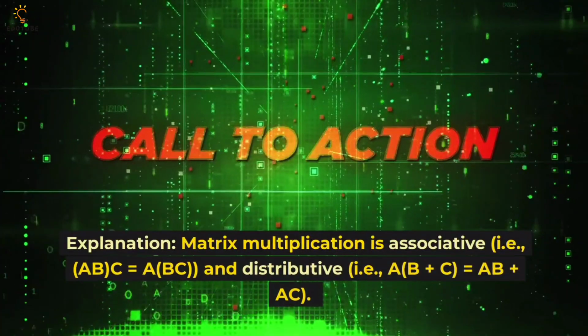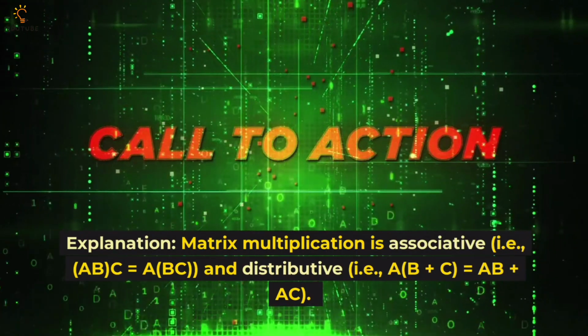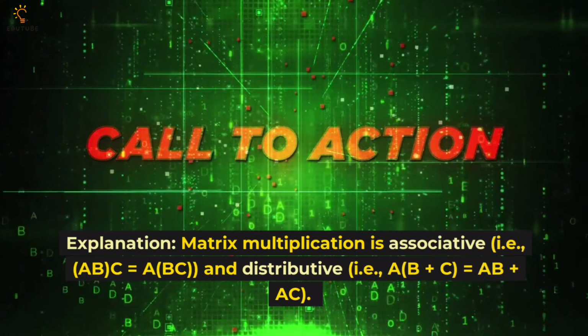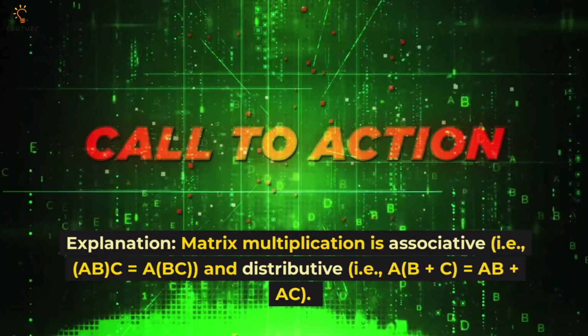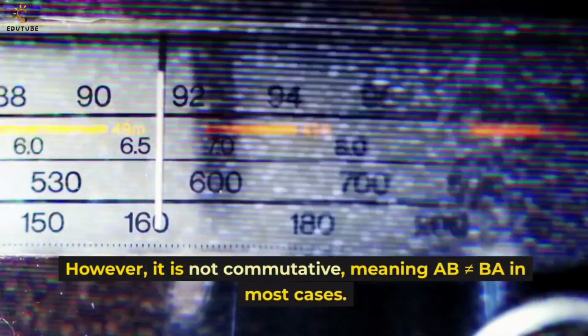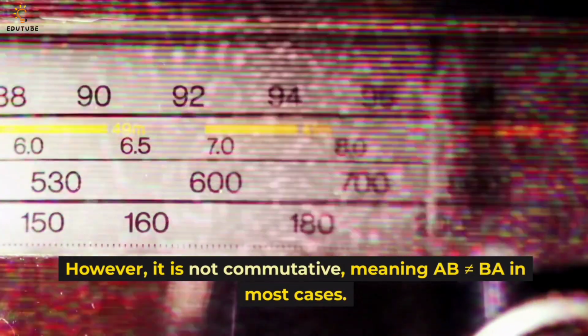Explanation: Matrix multiplication is associative, i.e., (AB)C equals A(BC), and distributive, i.e., A(B plus C) equals AB plus AC. However, it is not commutative, meaning AB does not equal BA in most cases.